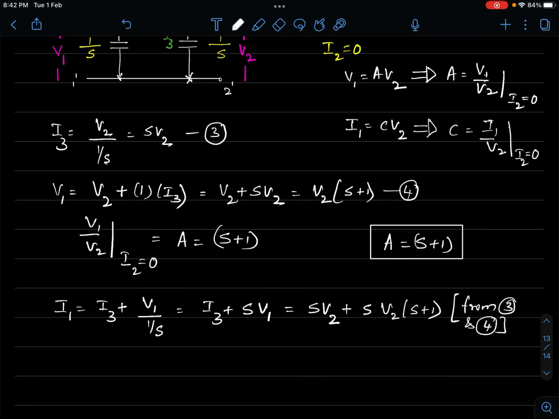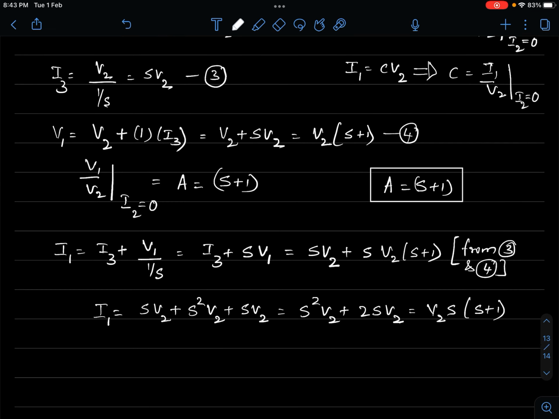Now we will try to take the things together. I1 equal to, so we have SV2 plus S square V2 plus another SV2. Okay, so this is nothing but S square V2 plus 2 into SV2. Okay, I will now take V2 common factor, V2, and I will take even S common, S plus 1. Okay, so what is it I have? I am able to arrive at I1 equal to V2 S into S plus 1.